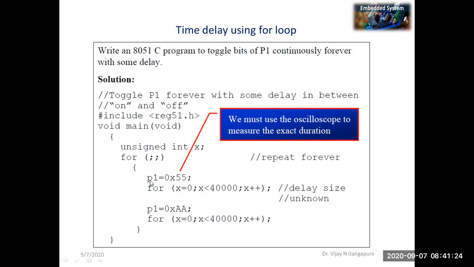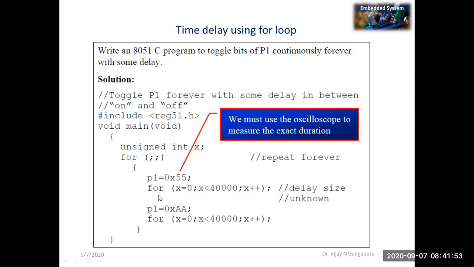Now see here what is written inside this for loop. The first statement is P1 equal to 0x55 semicolon. That means I am outputting hex number 55 to port 1. So 55 hex means in binary 0 1 0 1, 0 1 0 1, and 0 1 0 1.